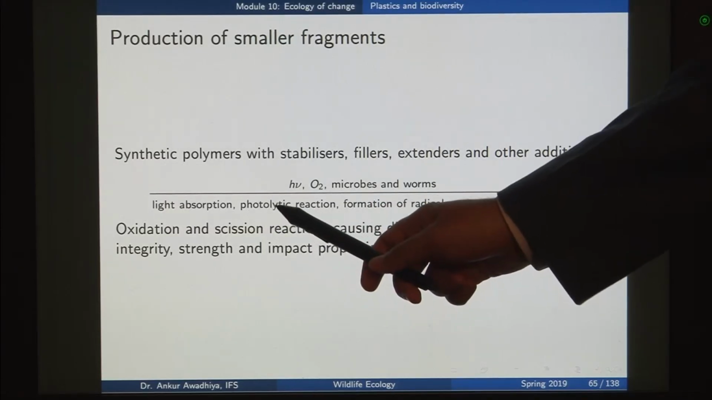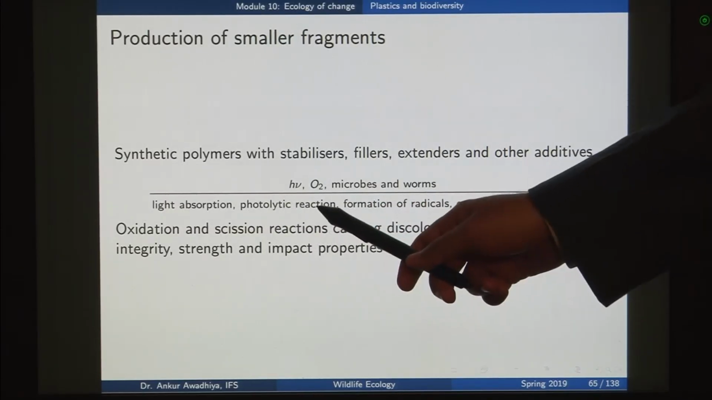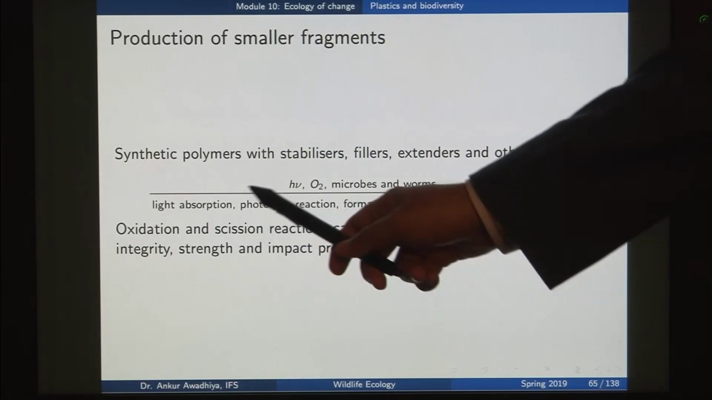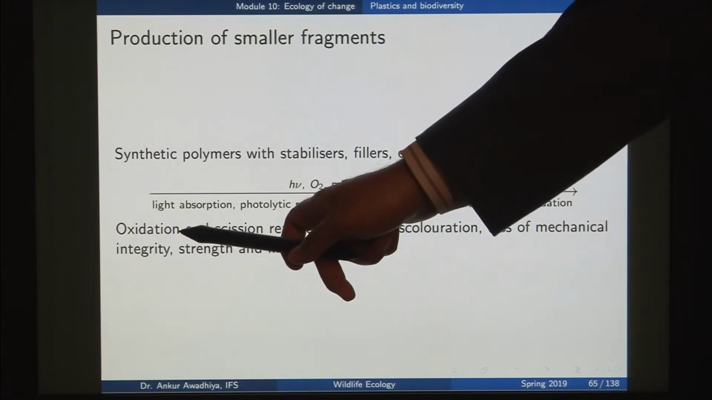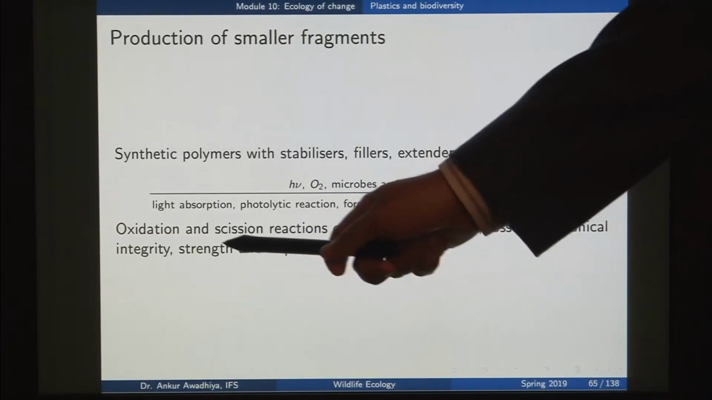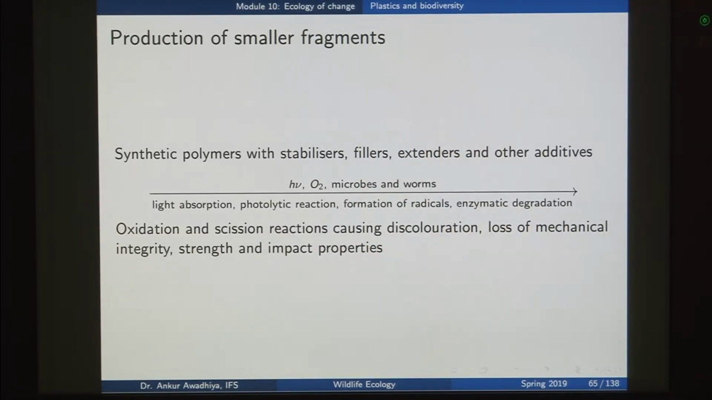Now, when they are acted upon by these agents, we have processes of light absorption and photolytic reaction. Now, photo is light, lysis is breakdown. So, this is a breakdown reaction that occurs because of light. So, you have photolytic reactions, you have formation of radicals, and you have enzymatic degradation that then results in oxidation and scission. Now, oxidation we know is the action of oxygen or addition of oxygen, and scission is a breakdown reaction or a cutting reaction. So, you have a scission reaction that causes discoloration, loss of mechanical integrity, strength and impact properties.